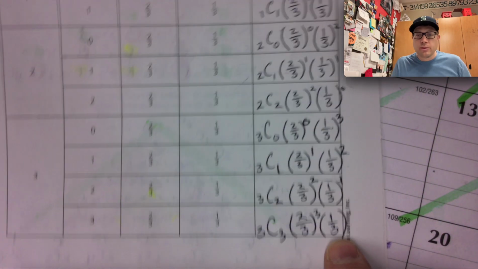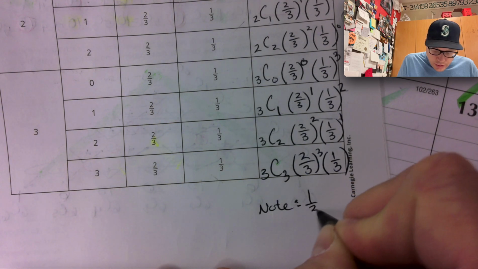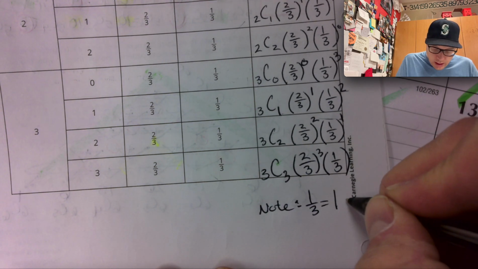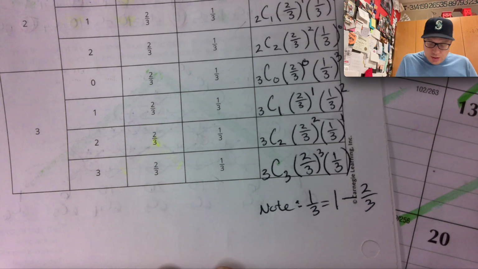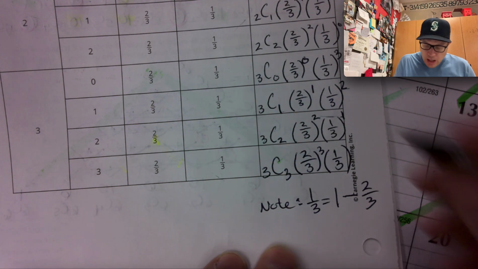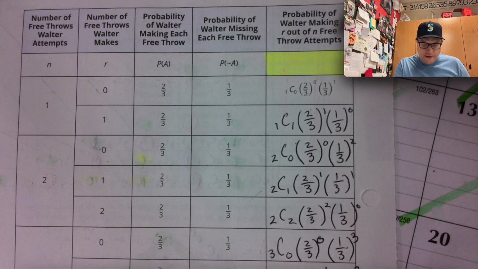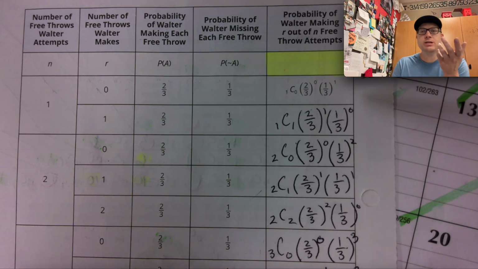This calculation right here, I'm going to put that on the bottom. Note 1/3 is 1 minus 2/3. And the 1 can be rewritten as a fraction of 3 over 3, and 3 minus 2 is 1. So this has an exponent of 0 to finish this entire thing out. What's the formula then? Let me develop it slowly.